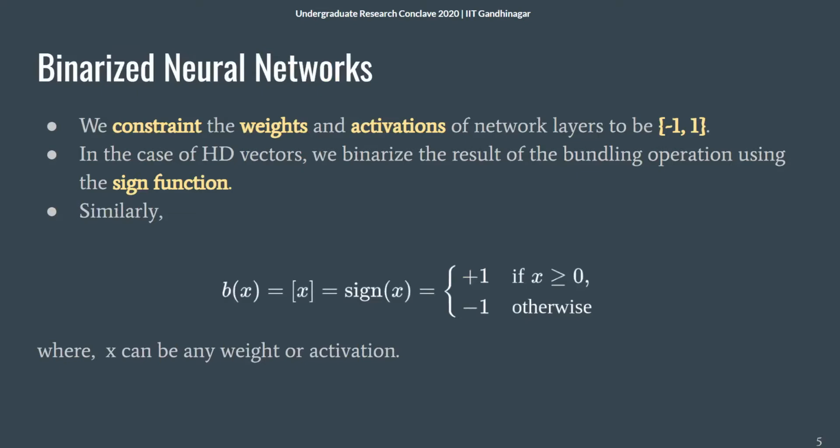Now, binarized neural networks. Once we have the binarized embeddings, we use a binarized neural network as a classifier, and we constrain the weights and activations of the network layers to be either +1 or -1. We use a sign function for that. For all the values greater than or equal to 0, we get +1 as output and -1 otherwise. This is stated in the formula below.